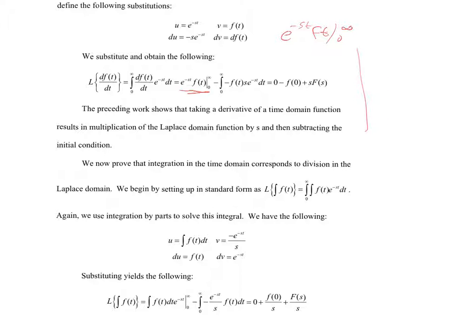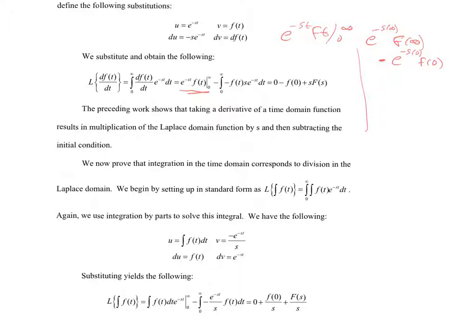We're going to plug in infinity. So we have e to the minus s times infinity times f of infinity. Right, that's the upper integration limit. Then we're going to subtract e to the minus s times 0 times f of 0, right? Because we're just substituting in t equals infinity and t equals 0.